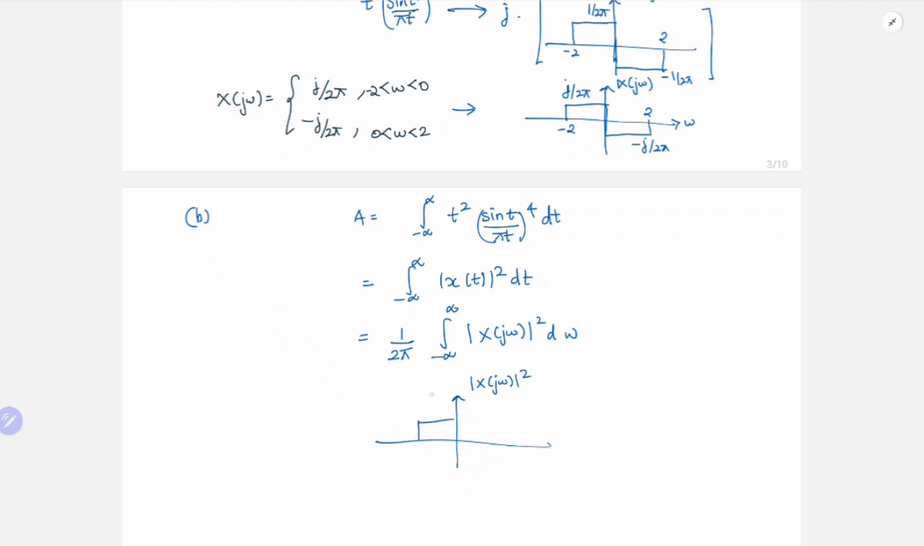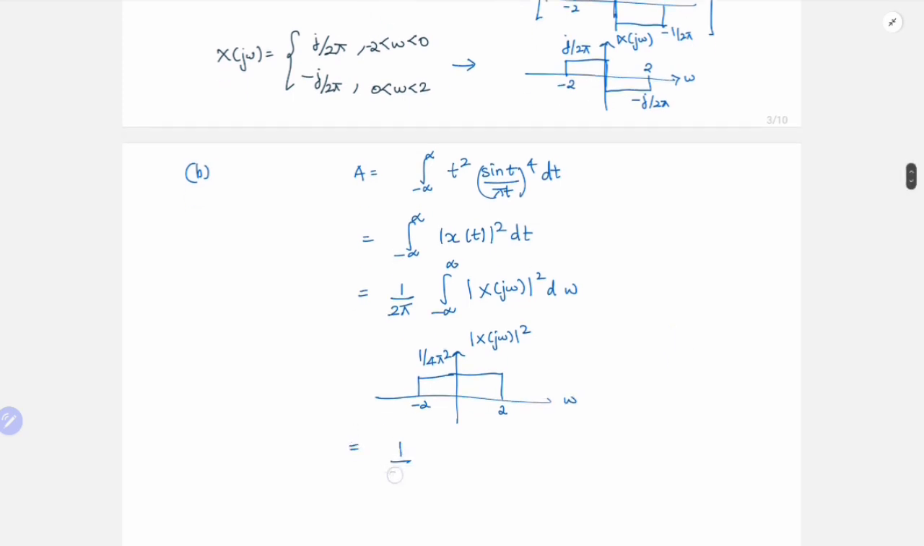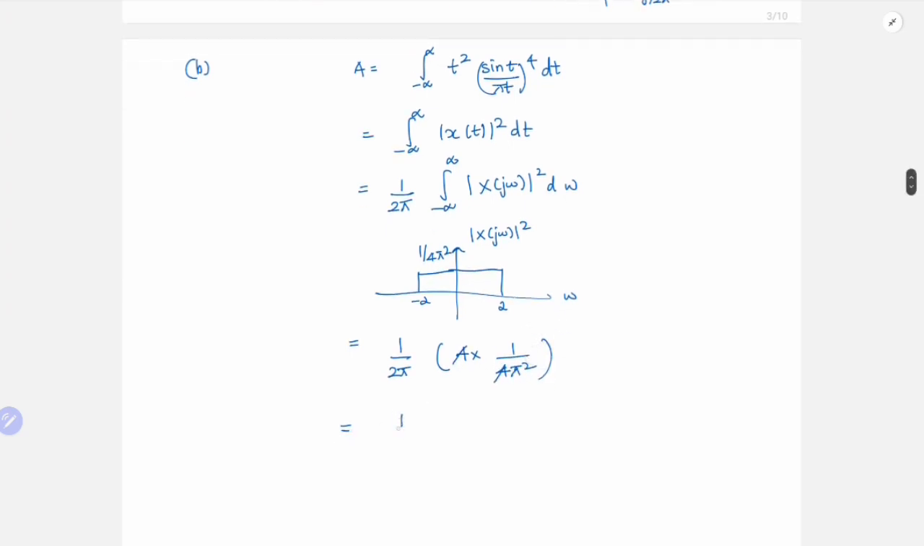So this is going to be, the j terms will go away, 1 by 4 pi square from minus 2 to plus 2. Because it is only the magnitude, it is going to be the same throughout. So what will it come to be? 1 by 2 pi. The integral of this d omega is nothing but the total area under this, which is 4 into, because the width is 4 and height is 1 by 4 pi square. So the 4 cancels. We'll get this equal to 1 by 2 pi cube.